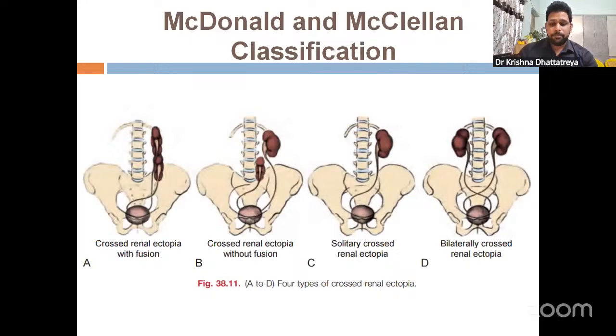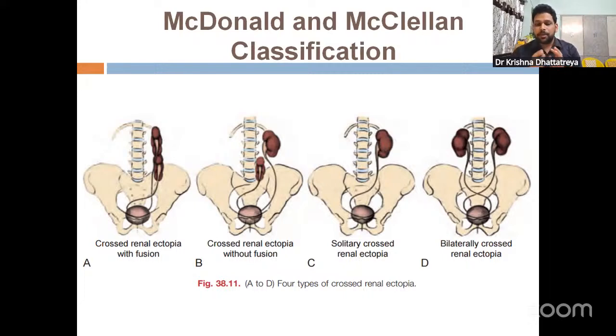So, from last year's question, the answer is crossed renal ectopia without fusion. This is the McDonald and McClellan classification. This question is taken from Campbell. So, concentrate on the first picture. Actually, it is a crossed renal ectopia without fusion.